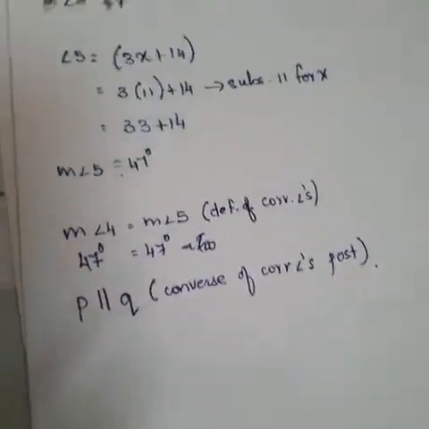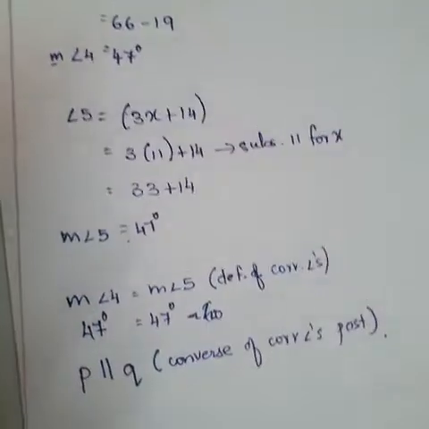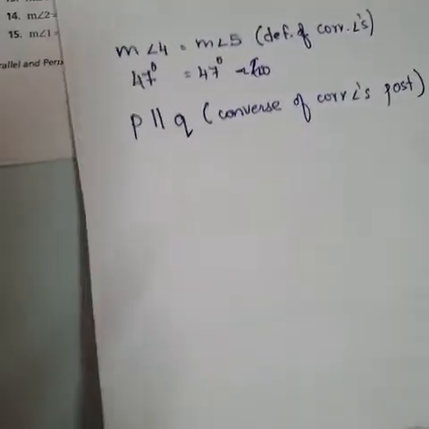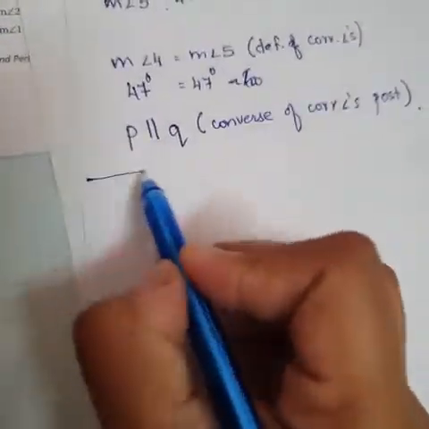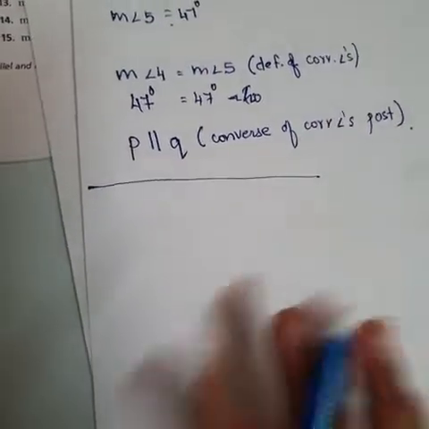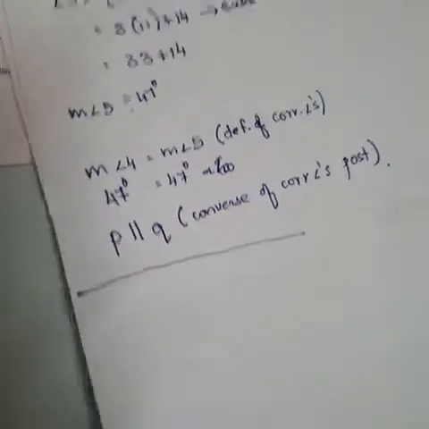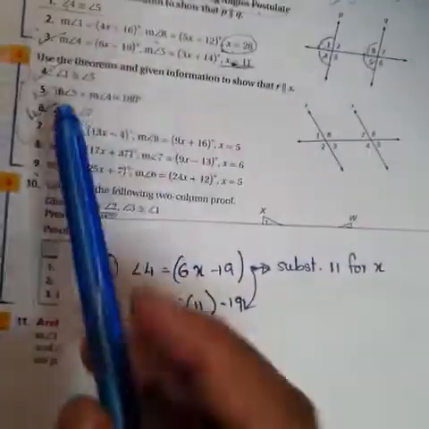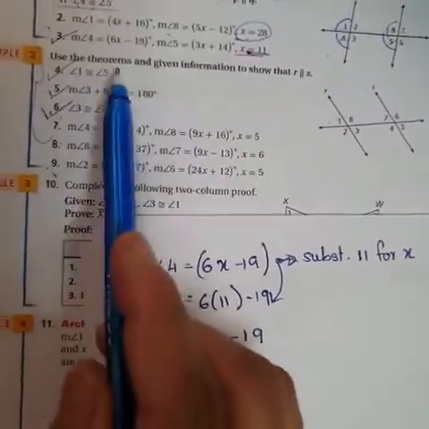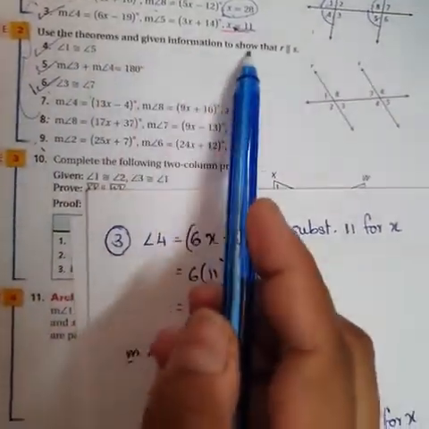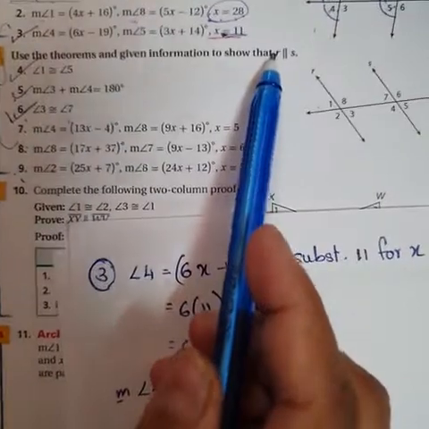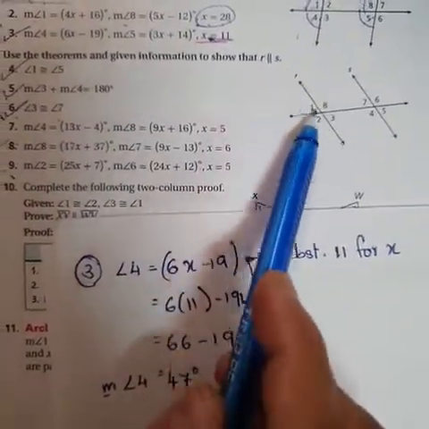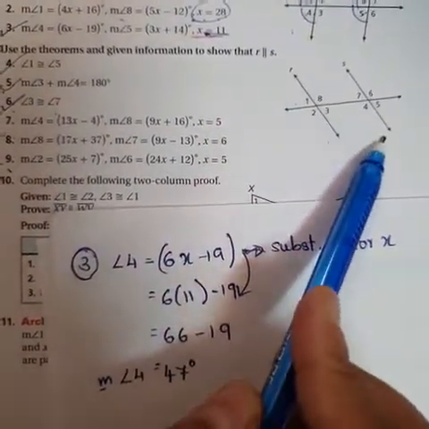So this is how you have to solve question number 3. I think by now many of you have understood what you have to do. It is just the opposite of what you did in lesson 2. But you have to remember the theorems and the postulates. Okay. Now question number 4, they have asked you to use the theorems and given information to show that R is parallel to S. So we have to show R is parallel to S.